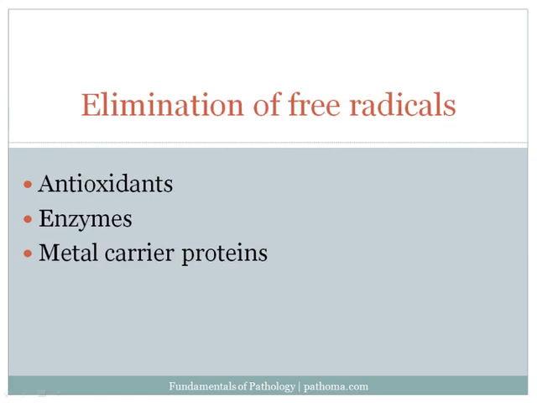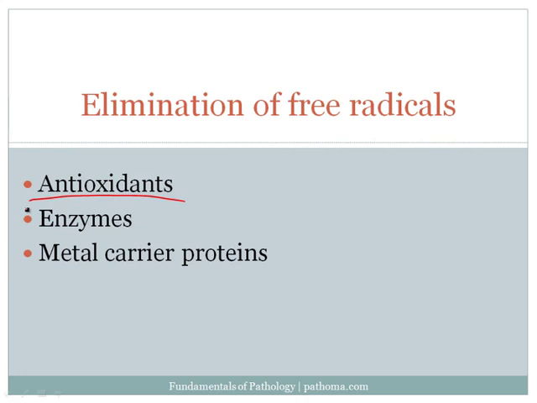Now, because free radicals are so damaging and because they're generated physiologically, it only makes sense that the body would have a mechanism of eliminating the free radicals so that damage would not occur. There are actually three major mechanisms by which free radicals can be eliminated. The first are antioxidants, and antioxidants include things like vitamin A, vitamin C, vitamin E. These are your classic antioxidants, and they have the ability to eliminate free radicals.